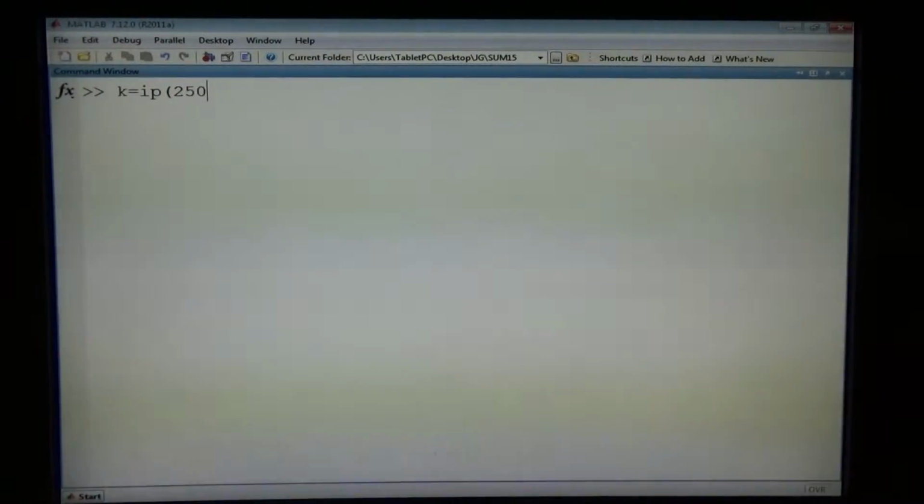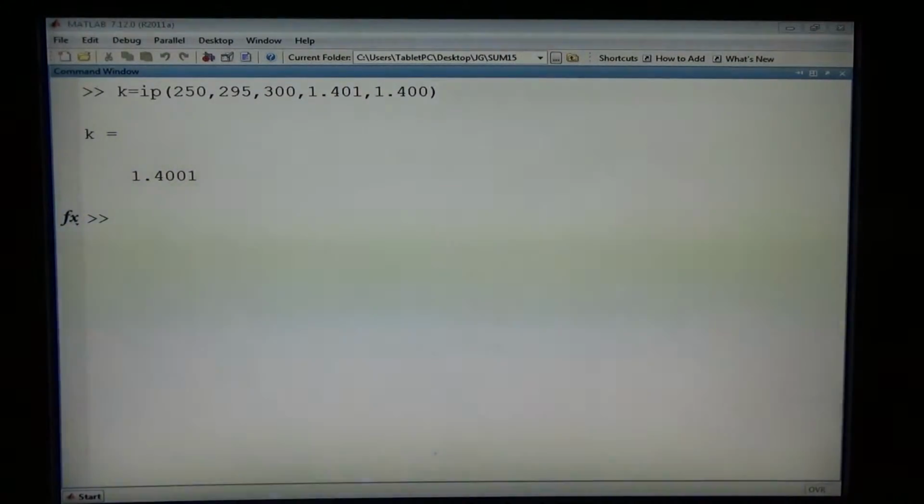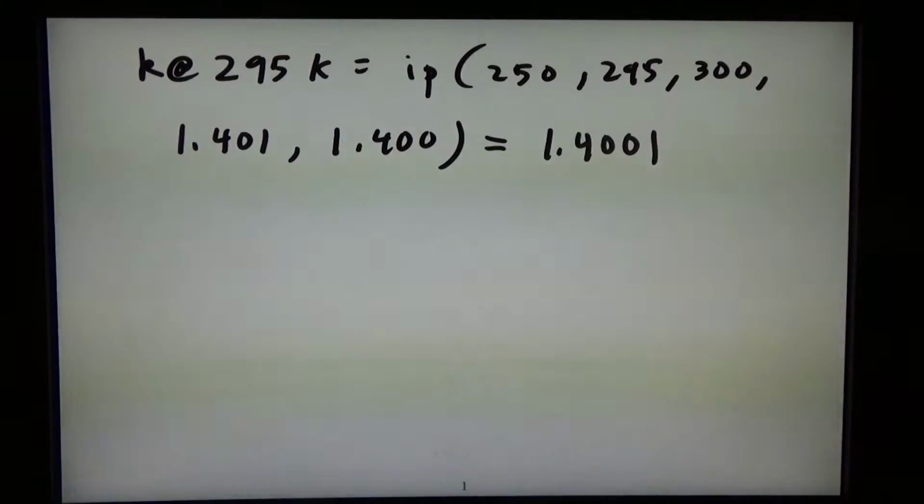$250, 295, 300, 1.401, and 1.400. So this is the value we're actually going to be plugging in for k, 1.4001. And k has no units because it's the specific heat ratio, C sub P divided by C sub V, so the units cancel out.